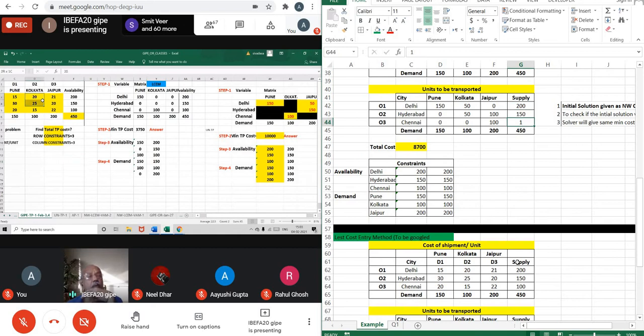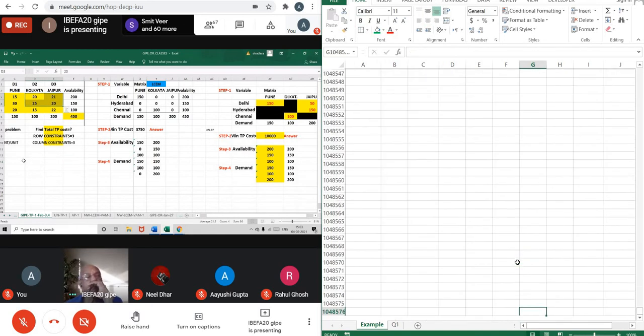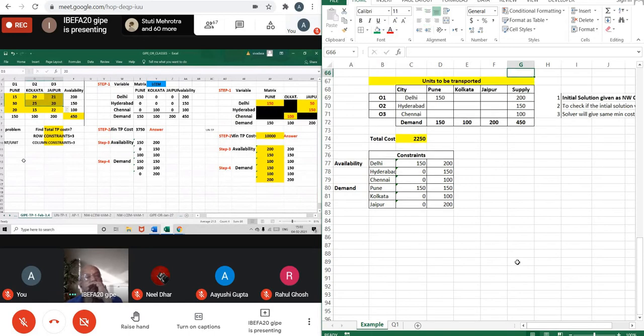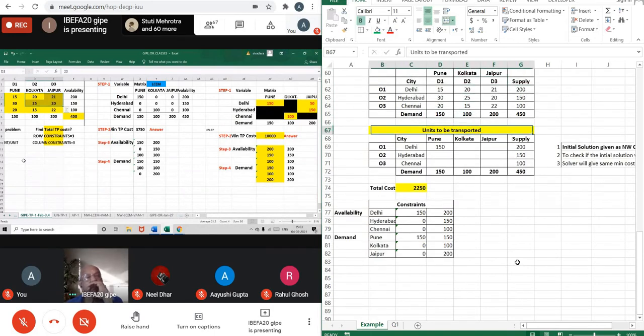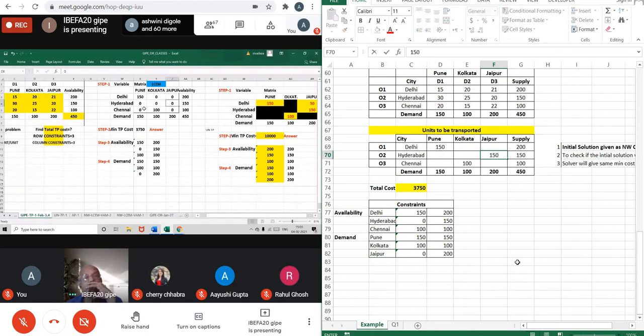Now I have only 4. Only 2, 21 and 20, 22. Which is the least? 20. How many can I give? 150. And how much is left? 50. Finished.